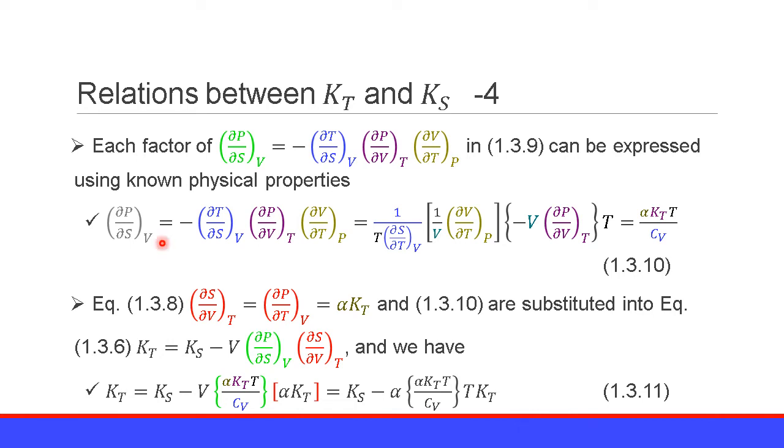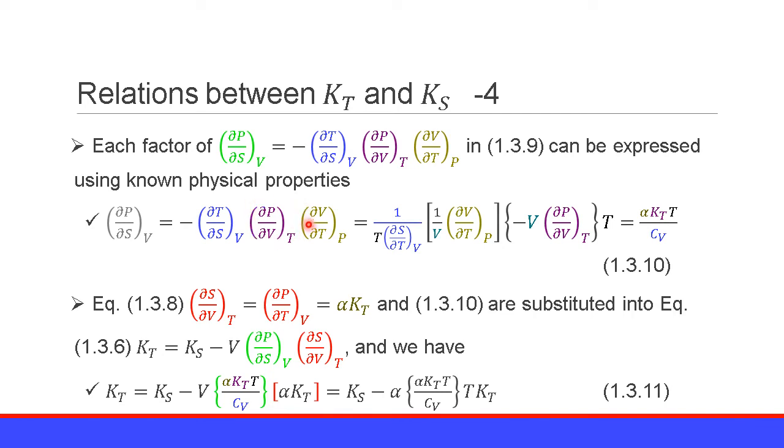The ∂P/∂S at V is equal to minus ∂T/∂S at V times ∂P/∂V at T times ∂V/∂T at P. And ∂T/∂S at V is the inverse of ∂S/∂T at V, and by multiplying ∂S/∂T at V by the temperature T, this denominator becomes the isochoric heat capacity Cv.